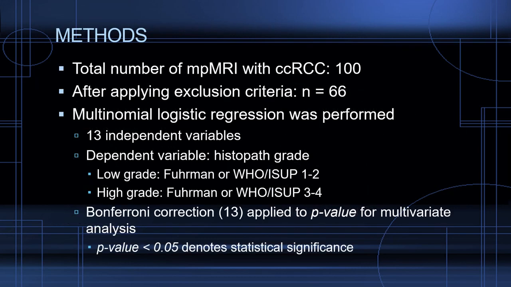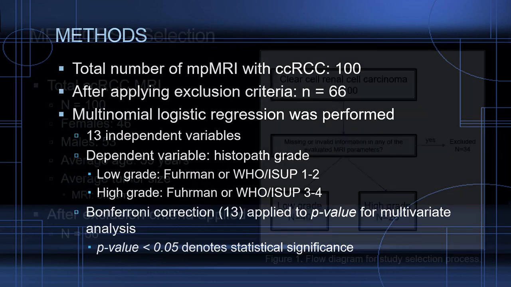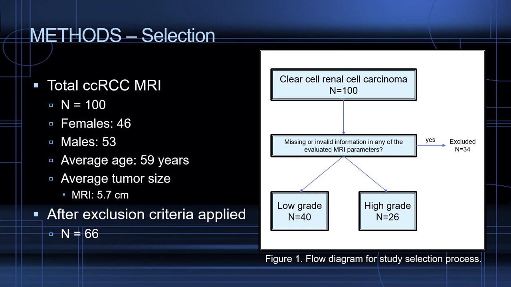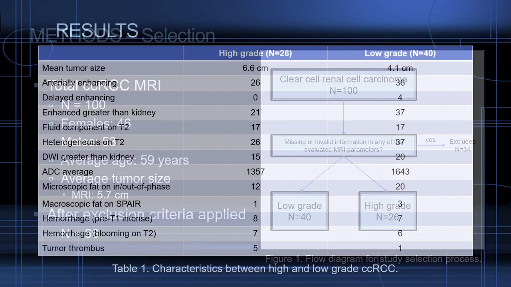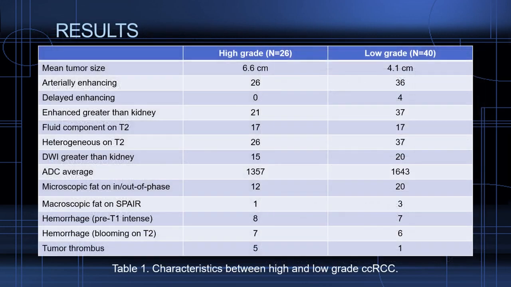After applying the exclusion criteria, our study was limited to 66 patients. Statistical analysis involving 13 independent variables was performed to evaluate their relationship to the histopathological grade. Additional information regarding our methods and selection. This table summarizes the data set in this study.